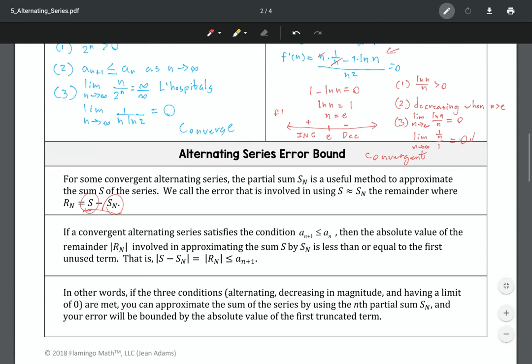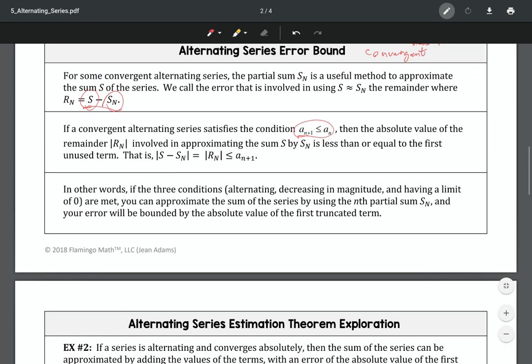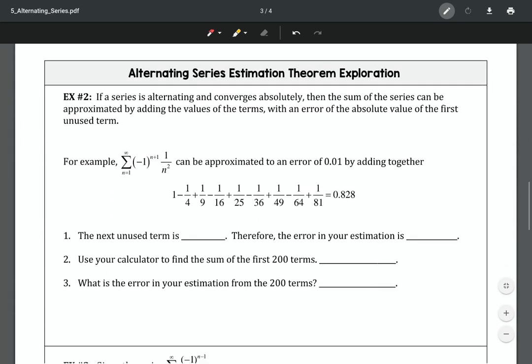Now, if the convergent alternating series satisfies the condition of this, which means it's at least decreasing or equal to, so if it's decreasing, like the stuff we've been doing mostly, then the absolute value of the remainder involving approximating the sum is less than or equal to the first unused term. Let me just get to the first problem.